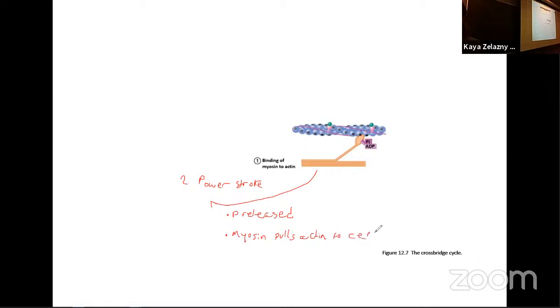Okay. So what's step 3? Yeah, great. Okay, rigor. So what's happening during 4? Great. Unbind actin and myosin. And what else is happening here? We bound on the ATP. And so it happens in step 5.